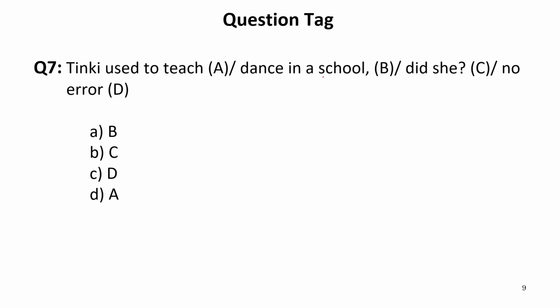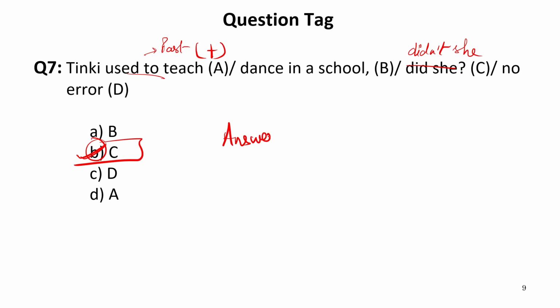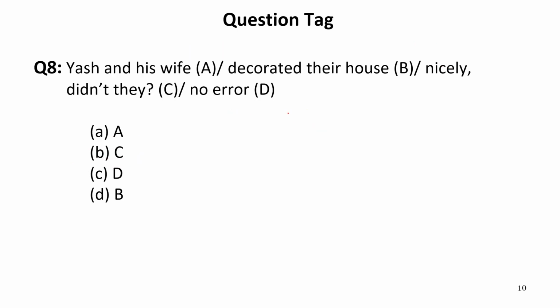Tinky used to teach dance in a school, did she? Now this used to refers to the time of past. Also this statement which is given to us is a positive statement. So the question tag should be negative. So this should be replaced with didn't she. Again the error is C, which is given in option B. So our answer is B. Now let us move to the next one.